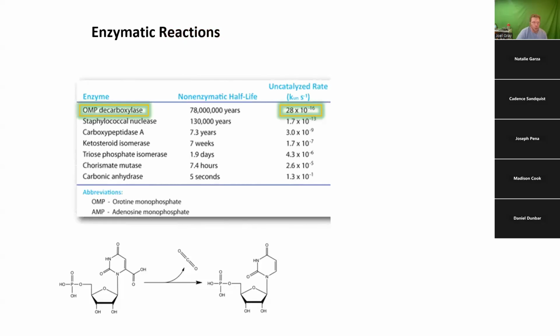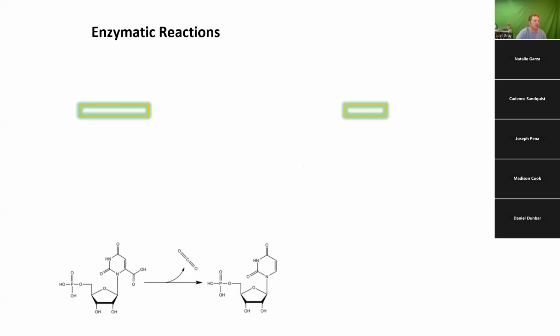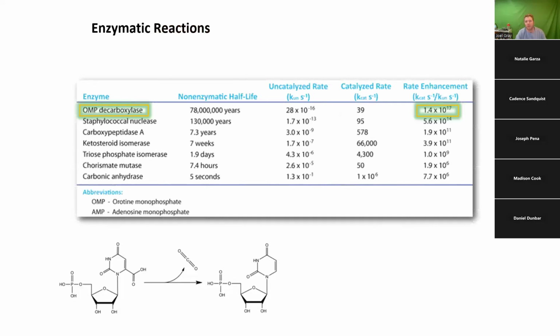Now, these first few slides were all about, hey, how quickly does a reaction go in the absence of an enzyme? You might have something that takes 78 million years to be completed in the absence of an enzyme. Well, in the presence of an enzyme, it can be done in a matter of seconds. And so we're seeing this sped up 1.4 times 10 to the 17th.